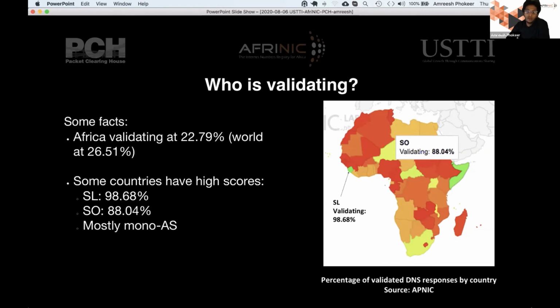Only where you have green, for example, here Sierra Leone and Somalia, they have activated validation. But this can actually be explained because in those countries, it's usually only one network or the incumbent operator. And the good thing is that they have activated DNSSEC validation, and that's why we see green here. In other countries, we have many more networks. For example, in South Africa, some networks are validating, some networks are not validating.